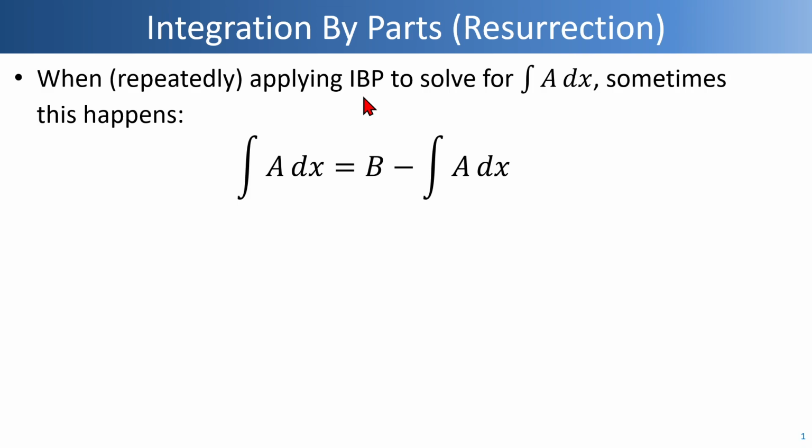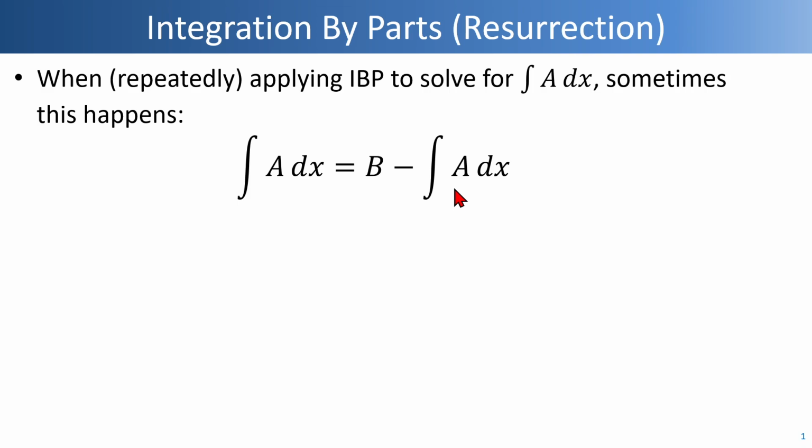Sometimes when you're using the integration by parts method, you'll notice that the integral that you started with reappears on the right-hand side of your formula. And so I call this the resurrection because you start off with some integral and it reappears again later. Now, at first, when this happens, you might think that you've actually gotten stuck. In actuality, you can solve this problem.